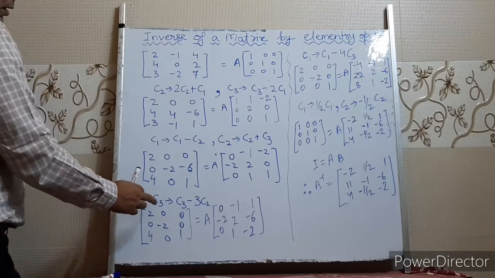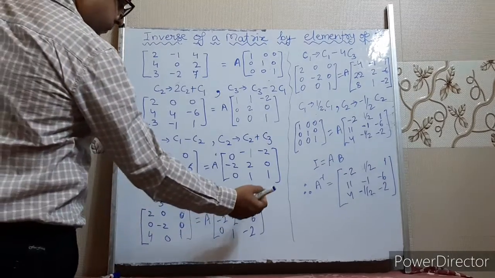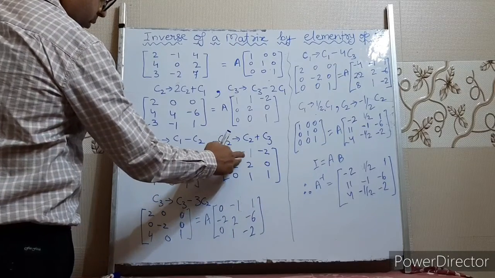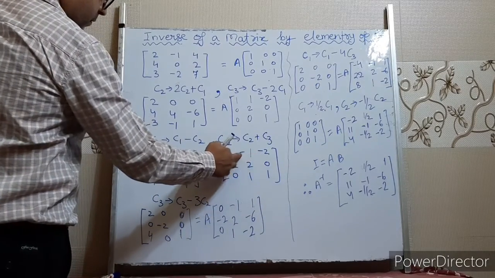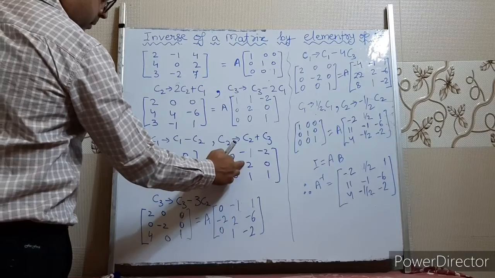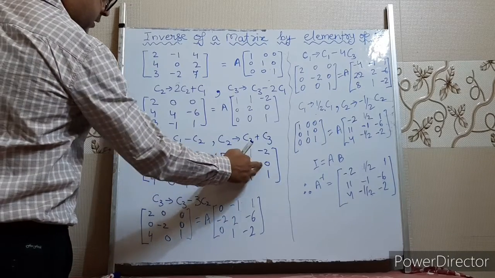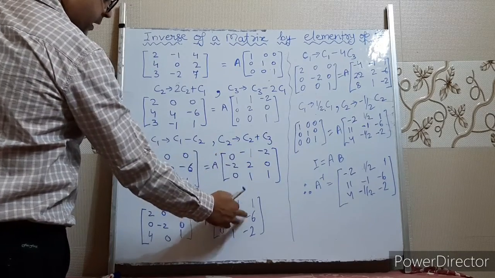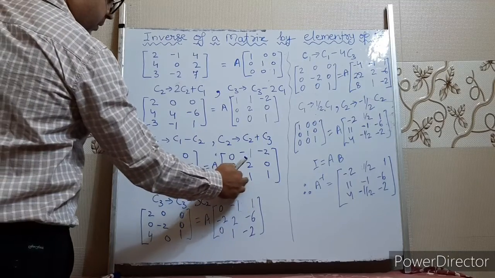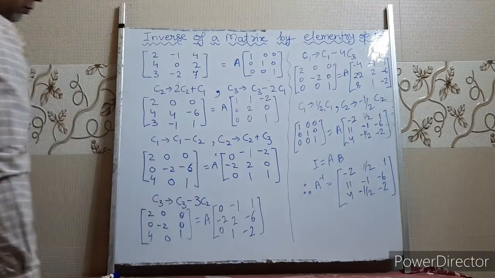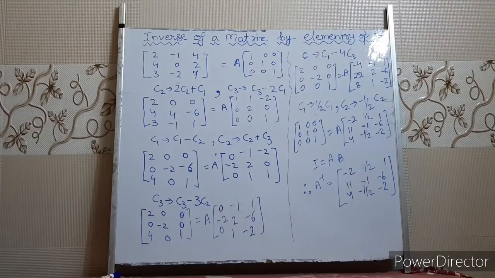Right children? And same operations we are applying here. We are multiplying 3 in C2, it will become minus 3. 2 minus of minus 3 will be 1. Multiplying here, 3 by 2 is 6, 0 minus 6, minus 6. 3 times 1, 3, it will become 1 minus 3, which is minus 2. Understood children?